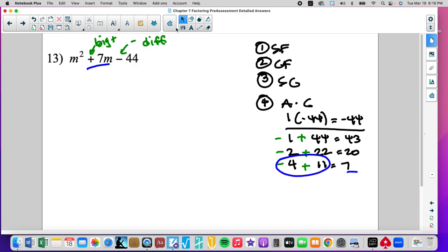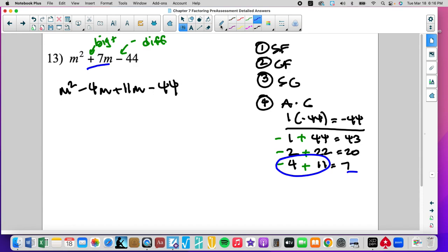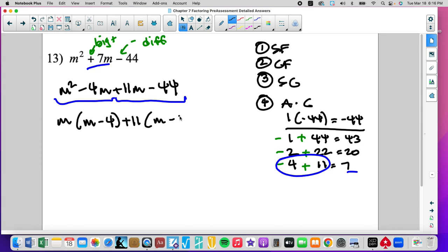Negative 4 and 11, so we'll rewrite it. m squared minus 4m plus 11m minus 44. Let's factor by grouping. Factor out an m minus 4, factor out an 11, m minus 4. We get m minus 4, m plus 11. That is our answer.